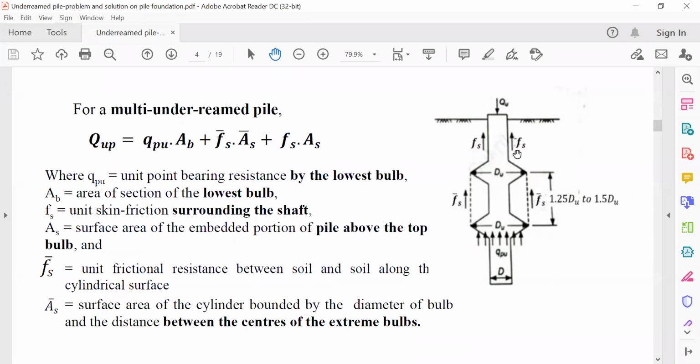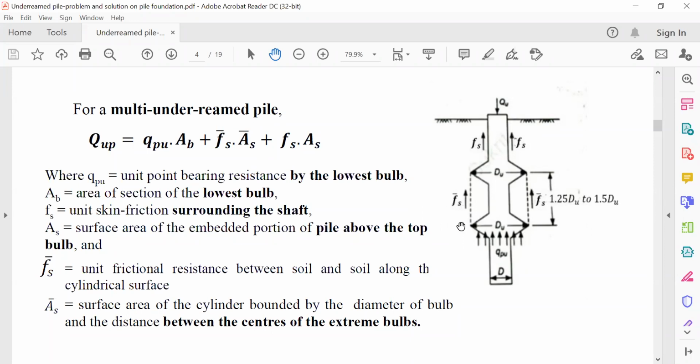Okay, so see how we can calculate the load carrying capacity once you install the double under-ream. Double means two under-reams. See, two bulbs are there. Under-ream is nothing but the bulb. Two bulbs, one bulb is here, another bulb is here. So how can we calculate the load carrying capacity of double under-reamed piles?